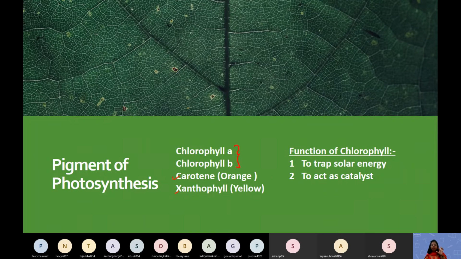If you see the molecular structure of chlorophyll, it is such that it can trap the sunlight and it can serve as a catalyst. Catalyst means a chemical which is involved in the chemical reaction, speeds up the process of reaction, and at the end remains unchanged.